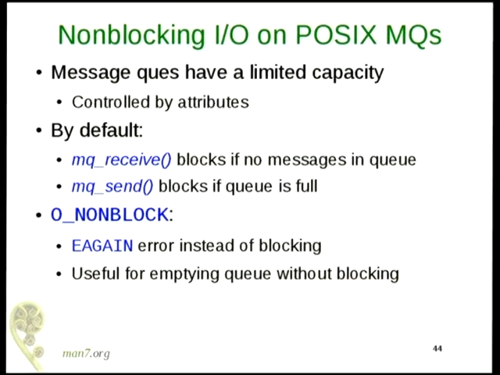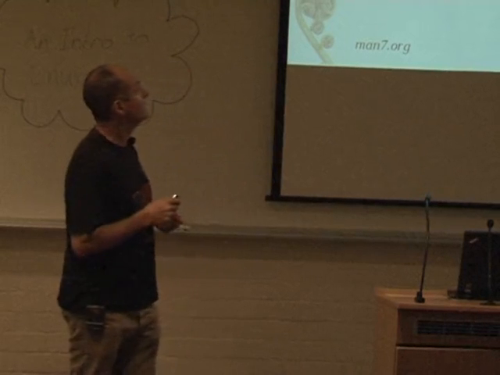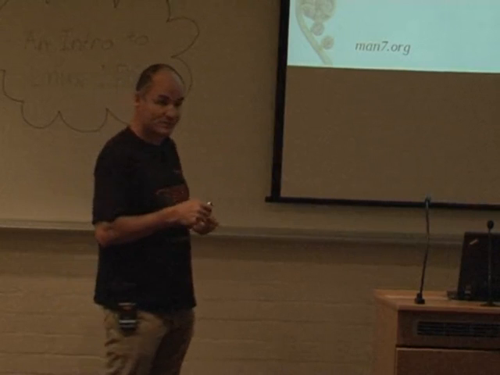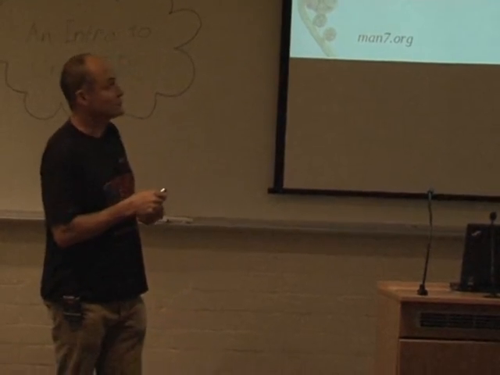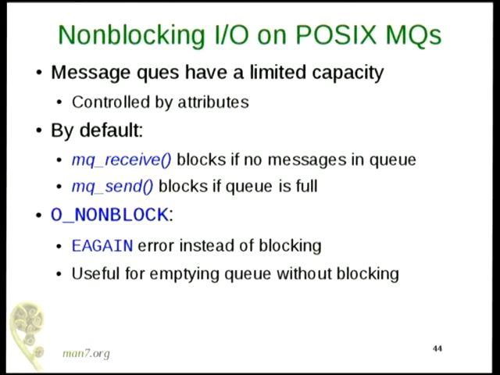Message queues, like pipes, have a limited capacity. You can control that using the attributes that I talked about before, which I'll briefly mention later on. The two system calls for performing I/O on the queue: receive blocks if there's no messages in the queue. Send blocks if the queue is full. O_NONBLOCK, okay, do non-blocking I/O. So in cases where it would normally block, instead of blocking, give me an error instead. So if I try and read from an empty queue, I'll get an error instead of blocking.